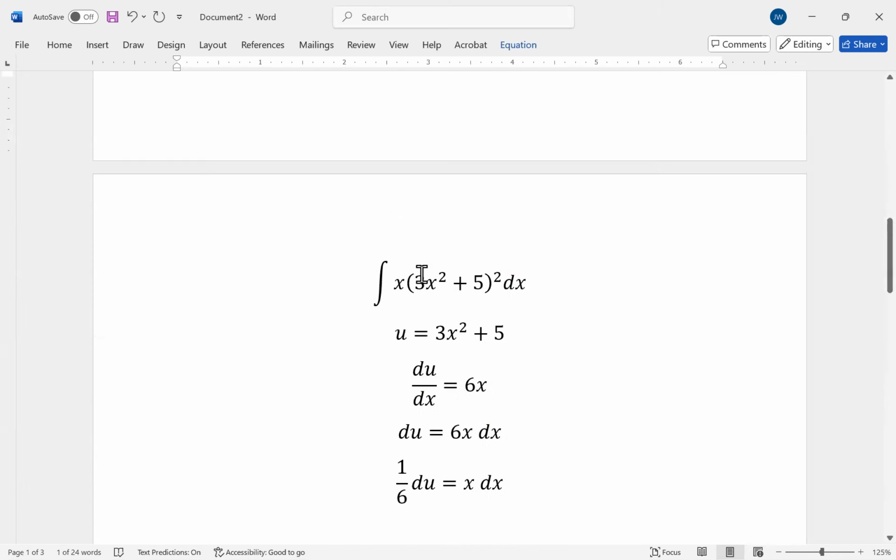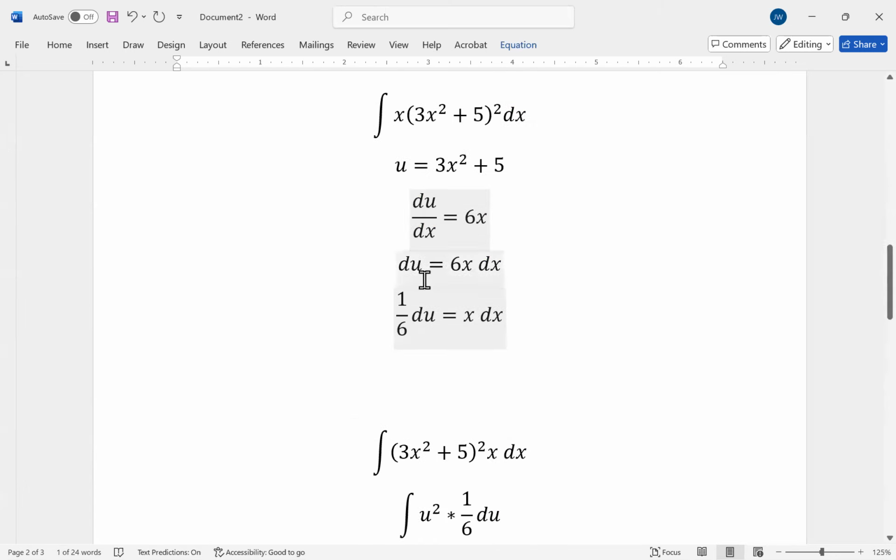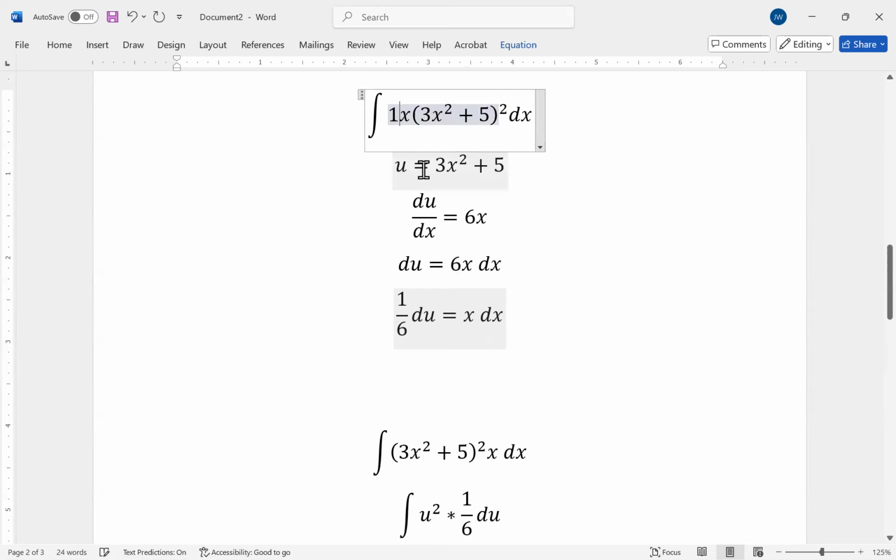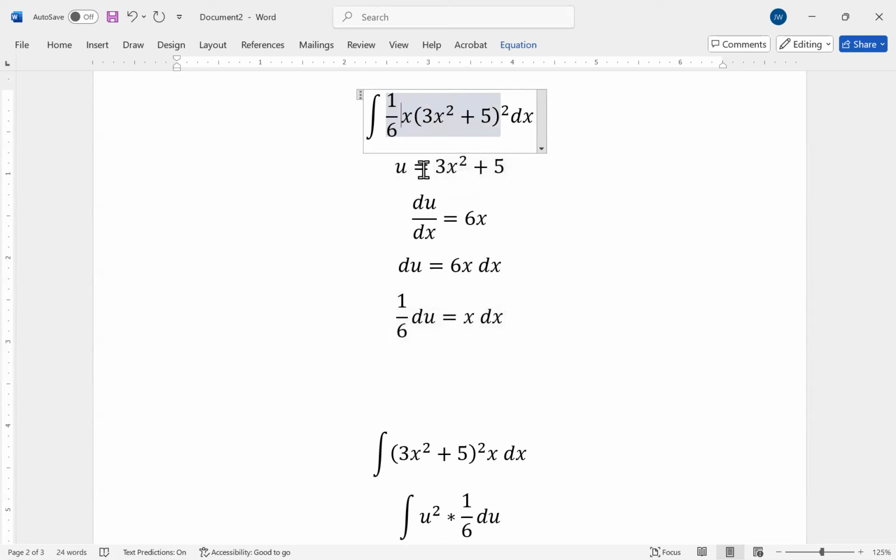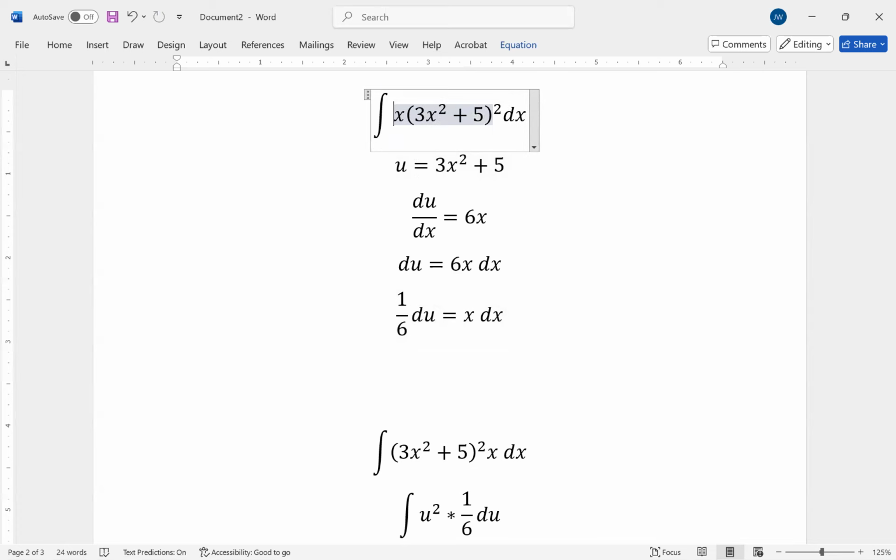So when should I factor out the coefficient? When should I turn this 1 into a 1/6 times 6, versus when should I just leave it alone and do a division at this step? Well, that's kind of up to you.